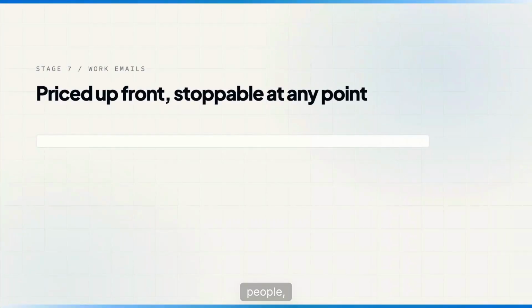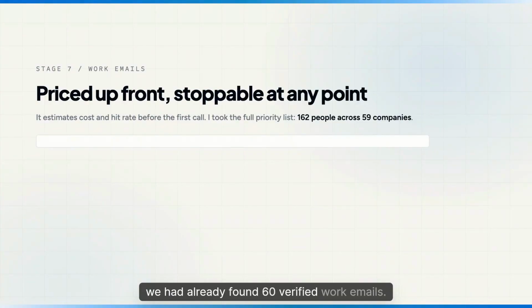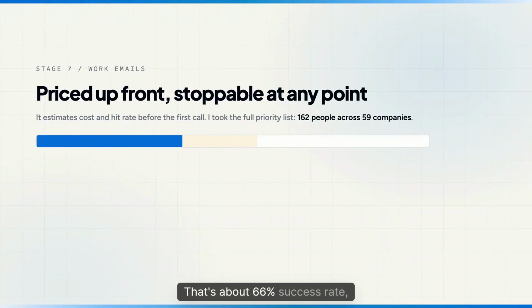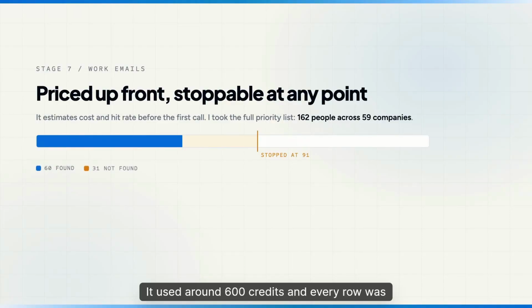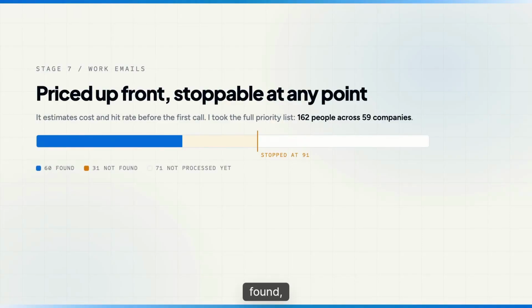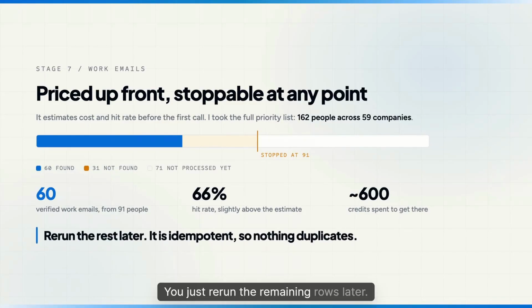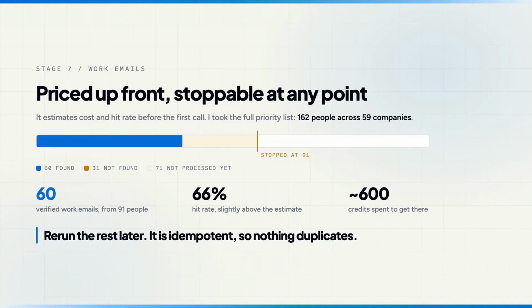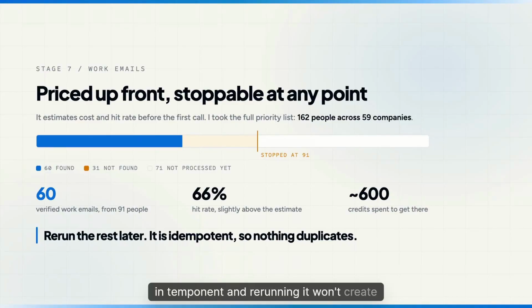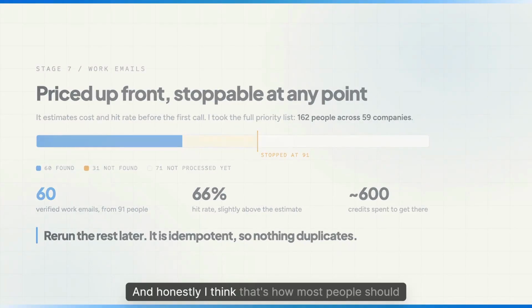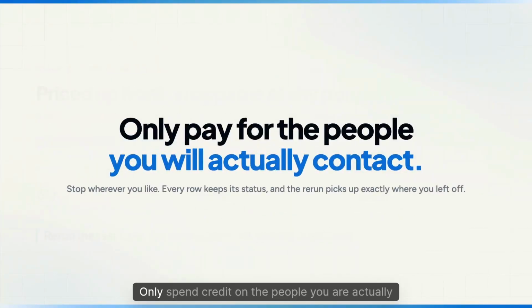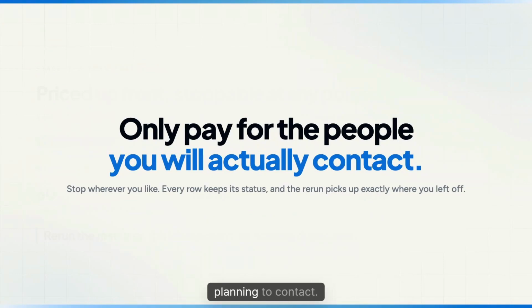After 91 people, we had already found 60 verified work emails. That's about a 66% success rate, slightly better than what the skill predicted. It used around 600 credits, and every row was written back with a clear status, found, or not processed yet. So if you stop halfway through, nothing breaks. You just rerun the remaining rows later. The process is idempotent, and rerunning it won't create duplicates. And honestly, I think that's how most people should use it. Only spend credits on the people you're actually planning to contact.